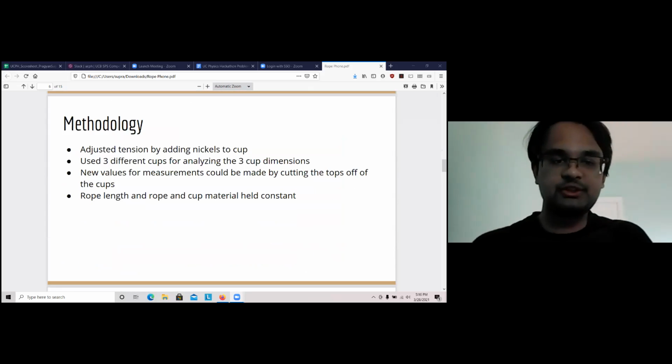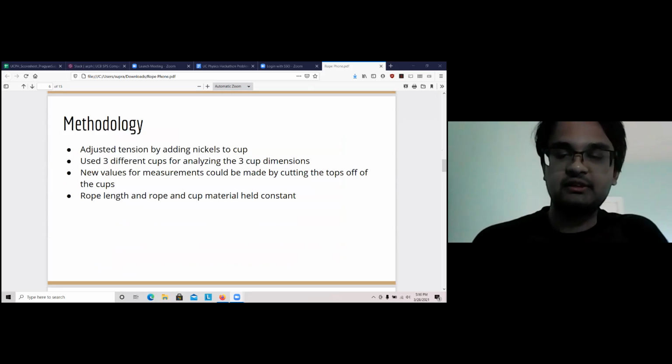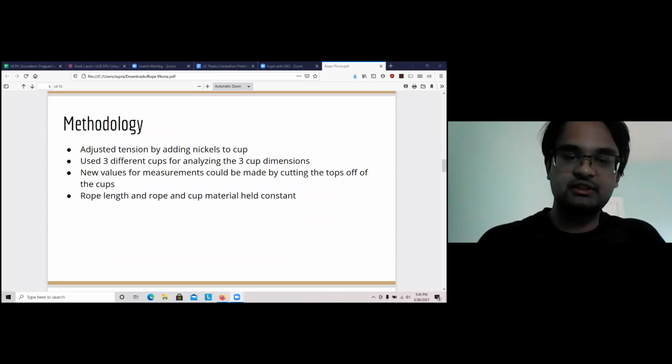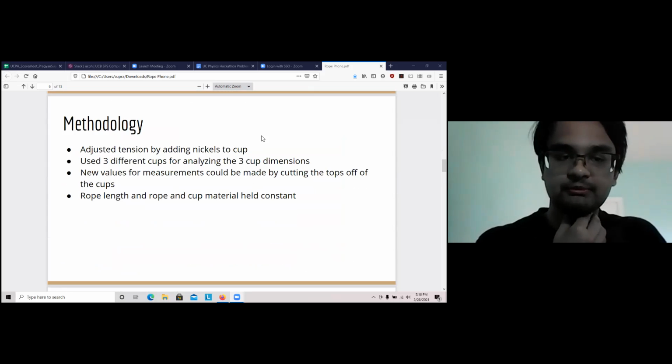So our methodology was to adjust the tension by adding nickels to the cup so that we could keep the other variables constant and adjust this to see how it changes. And we used 3 different cups to analyze the other 3 cup dimensions.